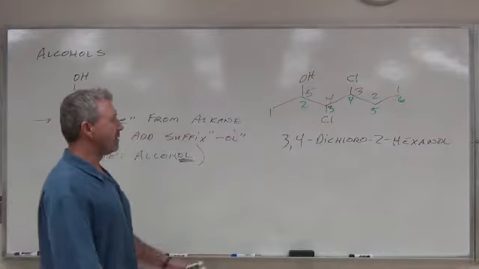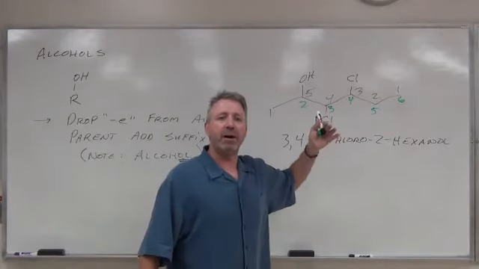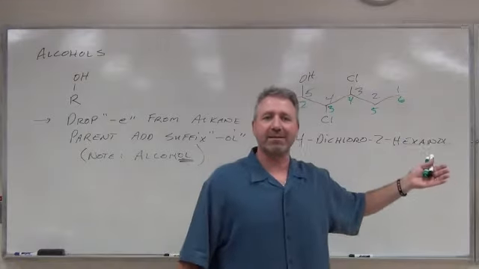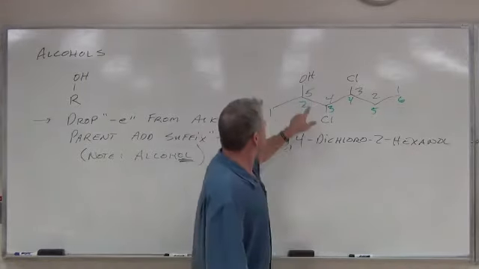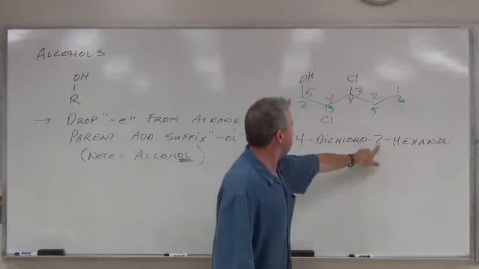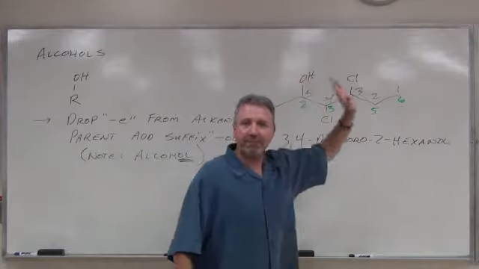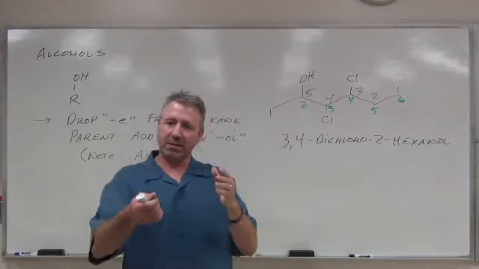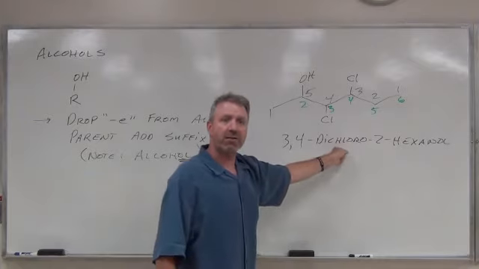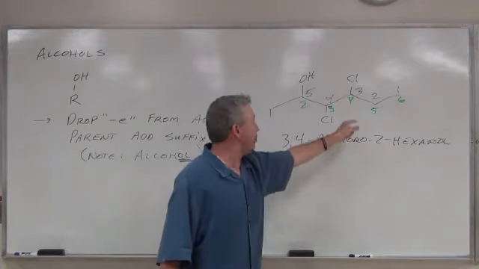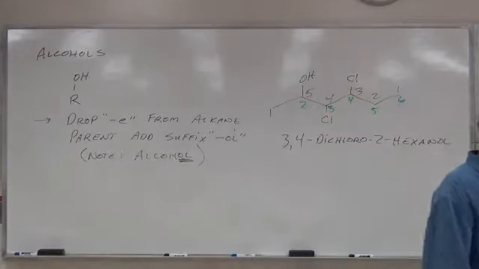Okay? Now you've got the name right here in front of you. It's going to take you about 7 seconds to check it. Hexane: 1, 2, 3, 4, 5, 6. Yep. 2-hexanol. Yep. Dichloro at 3,4. Yep. Good. If you can name it, and then you can act like you were given the name and draw the structure, and you get that structure, you're 100% correct. There's no way it can be wrong.